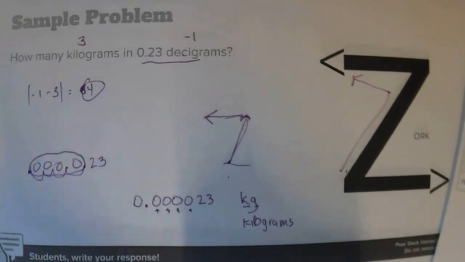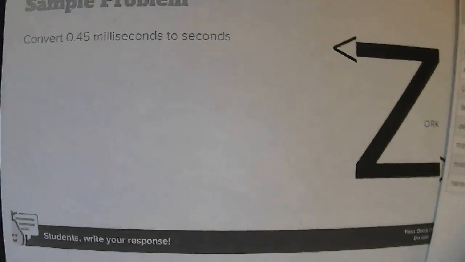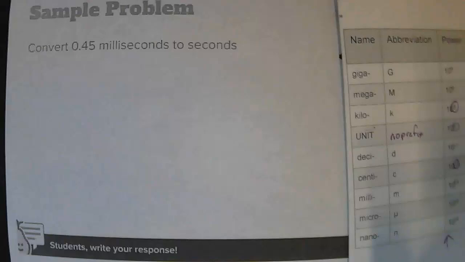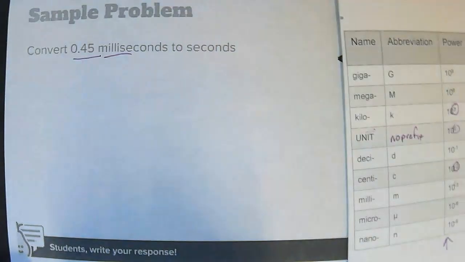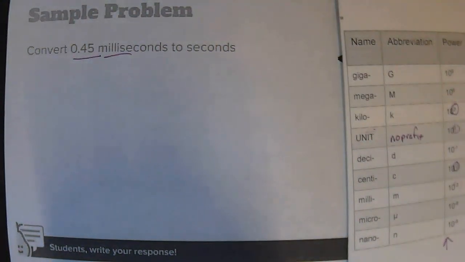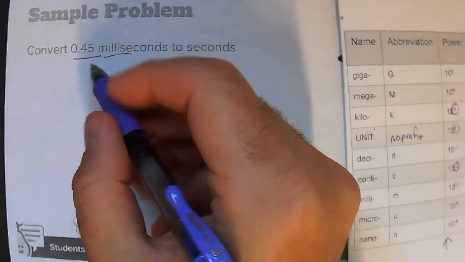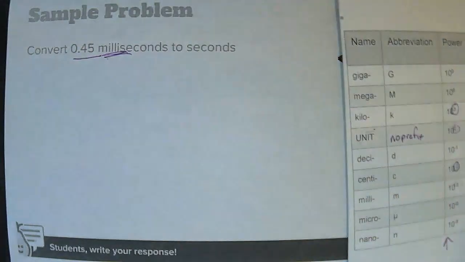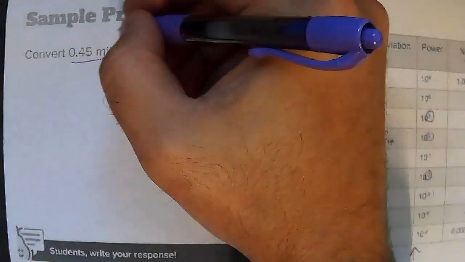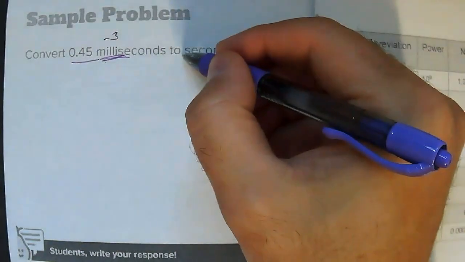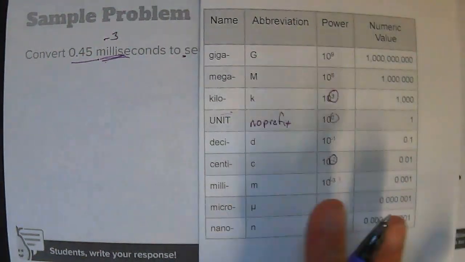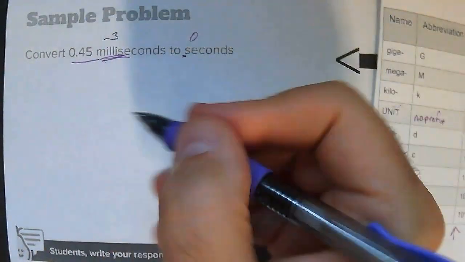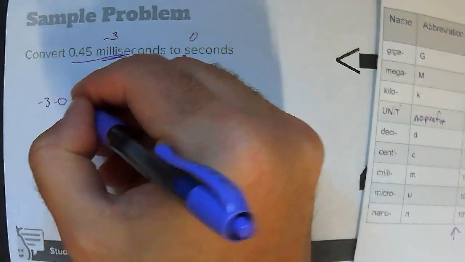Okay, so maybe you pause it here and we try to do this. Try to do it on your own. Okay, so we're going to start with the number. The number is 0.45. So the unit with the number is milli. So this is -3 to seconds. No prefix. So when it's no prefix, it's no power. So it's 0. Okay, so -3 minus 0 equals -3.